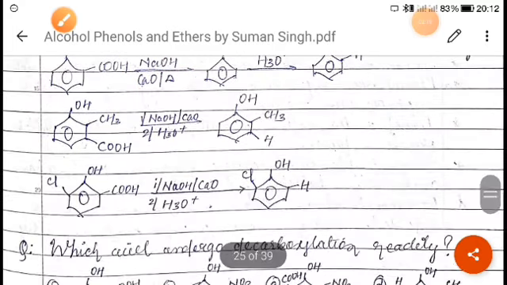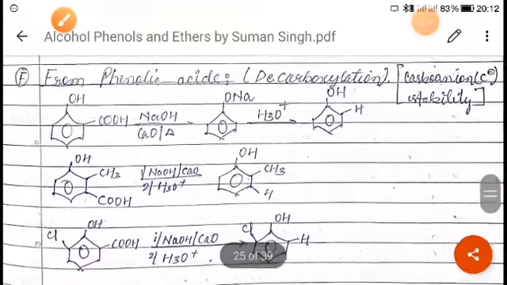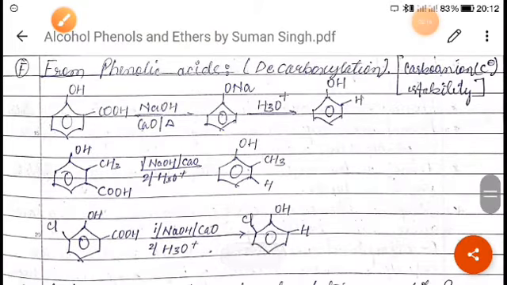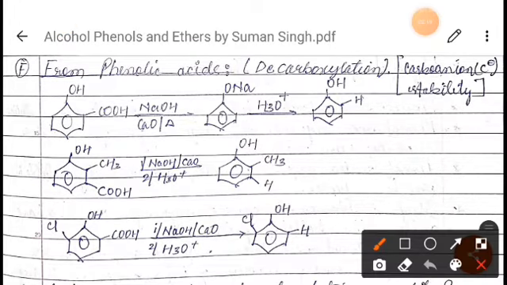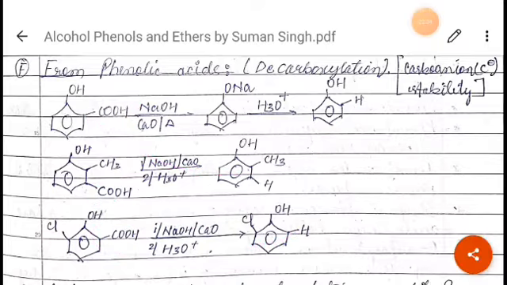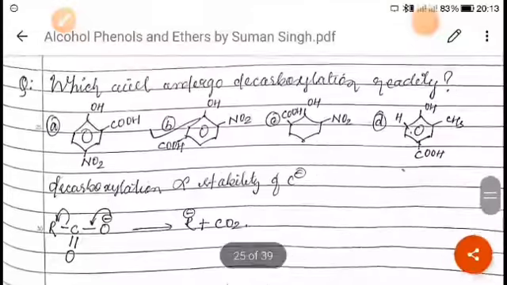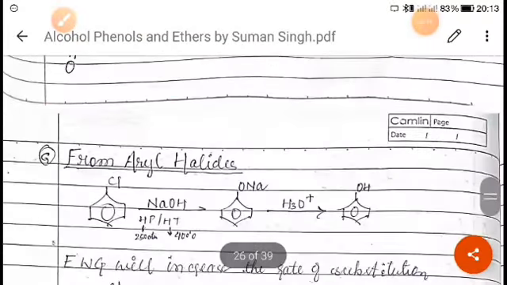Some examples are given here. What you have to see is that in place of COOH, H has come. Here also, in place of COOH, an H has attached. Now here also you can see that in place of COOH, H has come. So I hope you have understood the preparation from phenolic acid. Here are some questions, you can notice this one.